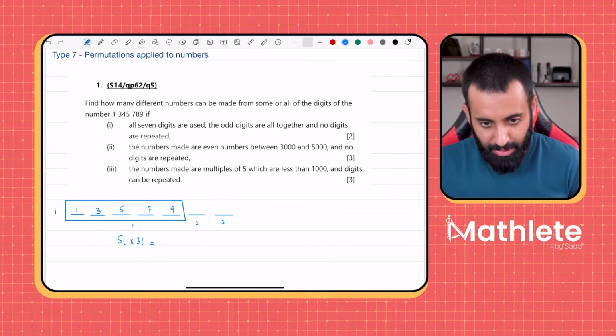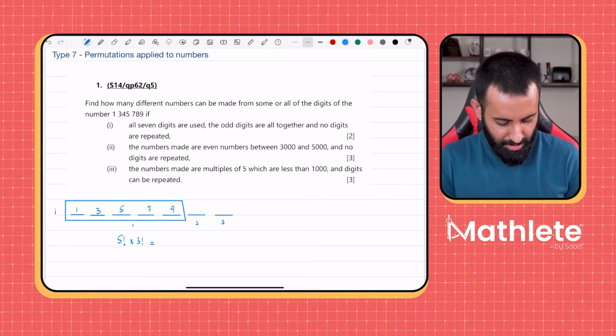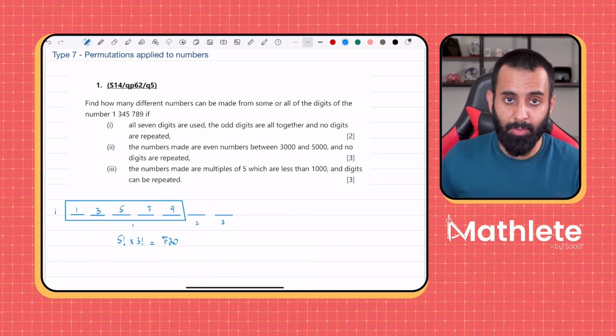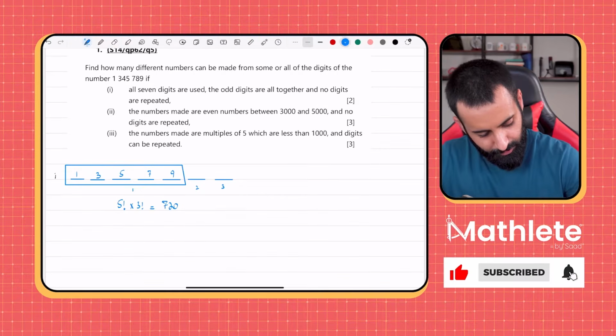So let's work this out. 5 factorial into 3 factorial, let's see what that is. 5 factorial into 3 factorial is equal to 720. Okay, so that's the first part.